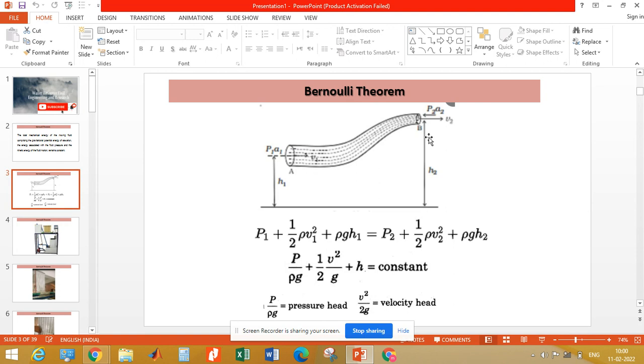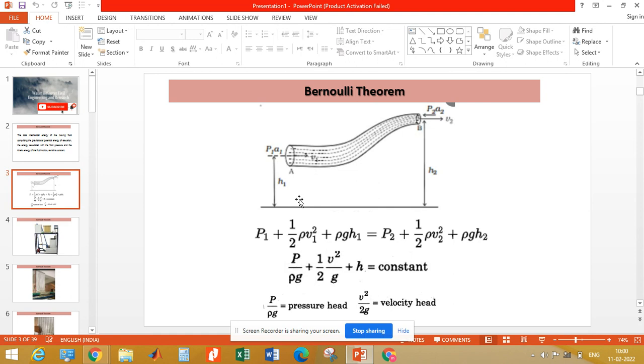And if we divide this equation throughout by rho g, where rho is the density of fluid, then we will have p1 by rho g, that is p by rho g, and half rho v1 square by rho g. Then rho will cancel and we will be left with half v square by g, or v square by 2g. This is also known as the velocity head, plus rho g h1 by rho g. Rho g will cancel out and we will have h. So this will be constant.